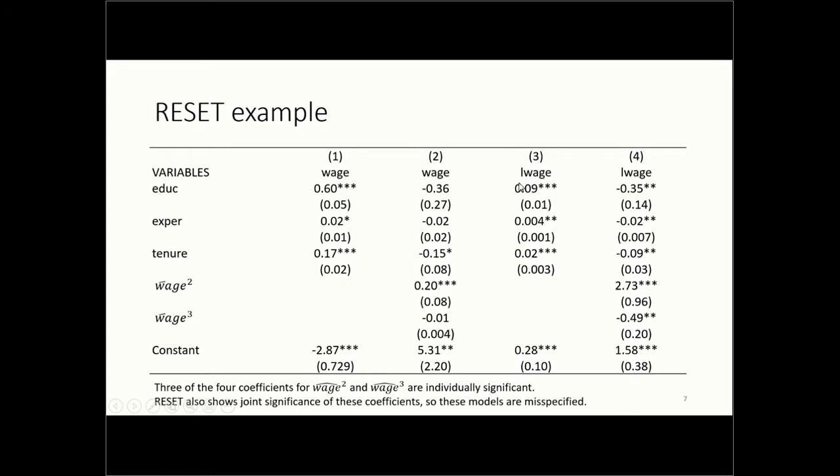So now if we switch to log wage, same thing. We have significant coefficients here. Get the predicted values, square them and cube them, put them in here. Well, these are actually also very significant on their own. If we use an f-test to just test if these two coefficients are significantly different from 0, they are actually jointly significantly different from 0. So basically, we need to keep looking.